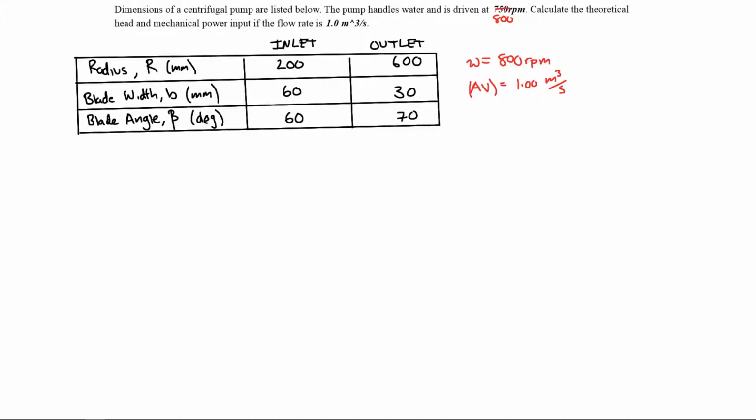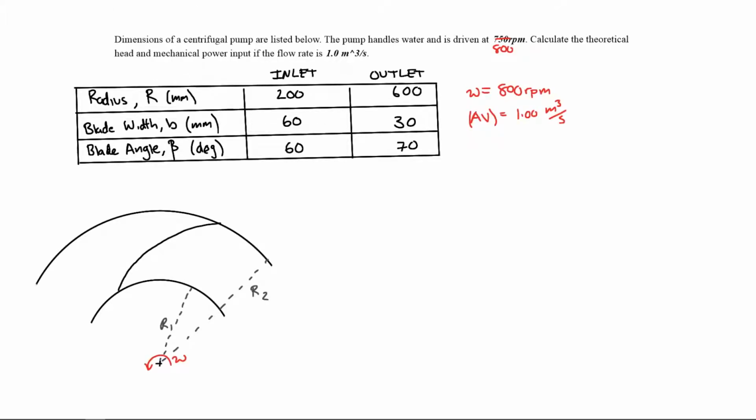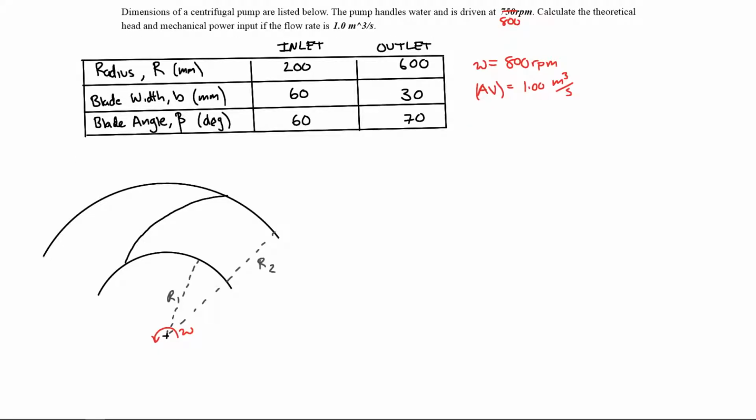The first step to these problems is usually to draw a picture, which will help us develop the velocity triangles. Okay, so I drew a picture of the impeller of the pump, which is basically where the blade resides. So we don't have to analyze every single blade in this pump, we just have to analyze one. I think the first thing that is kind of confusing is actually defining the blade angle.